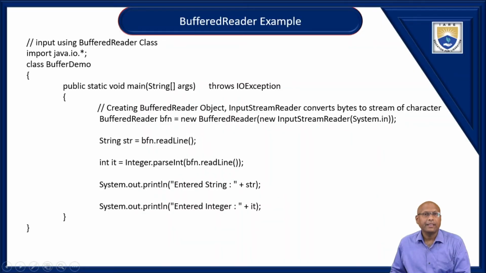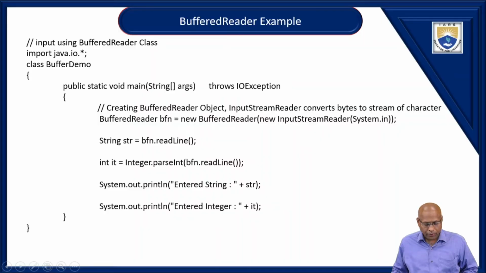Then read the data. Using buffer reader, you always read in terms of string only. After reading into string, you can convert into the respective data type with the help of parsing methods. For integer, parse int. For float, parse float. For double, parse double. For byte, parse byte. Corresponding methods are there, and you have to use those methods whenever using buffer reader. Now if you observe here, Integer.parseInt with buffer.readLine, whatever line you are reading.